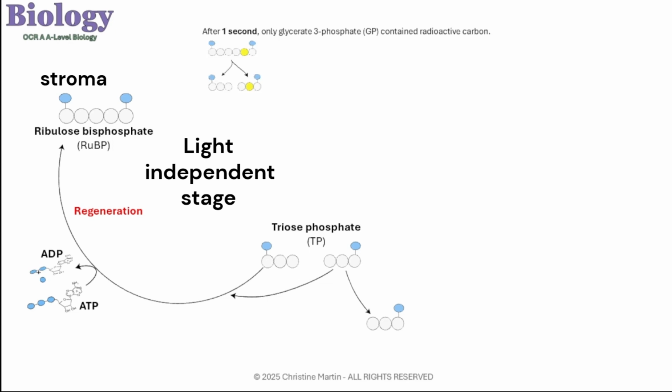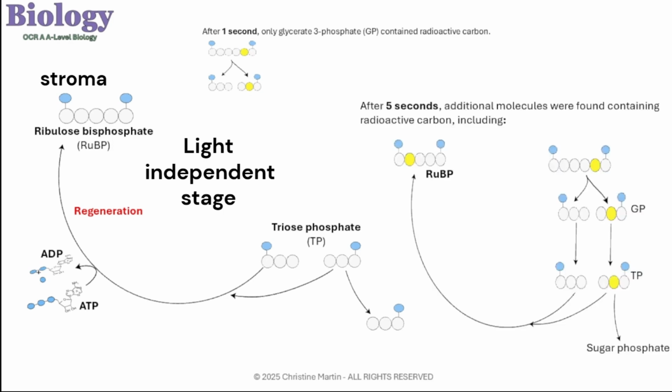Samples were taken at different time intervals after the addition of radioactive carbon dioxide. Chromatography was then used to separate and identify the carbon compounds formed. After 1 second, only glycerate 3-phosphate, GP, contained the radioactive carbon. After 5 seconds, additional molecules were found containing radioactive carbon, including TP, sugar phosphates, and RuBP. And after 30 seconds, the radioactive carbon was detected in many other molecules, such as sucrose, amino acids, and lipids.